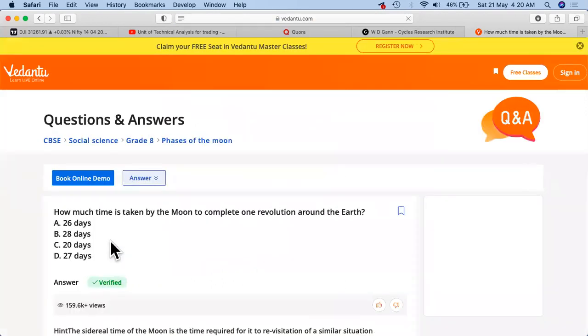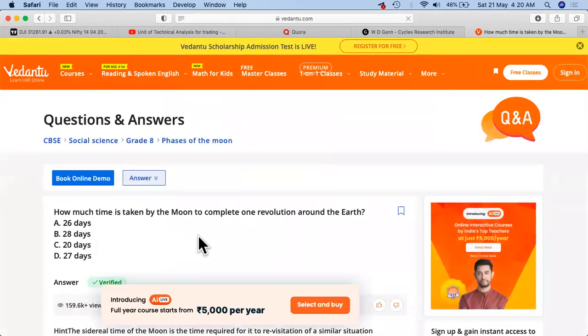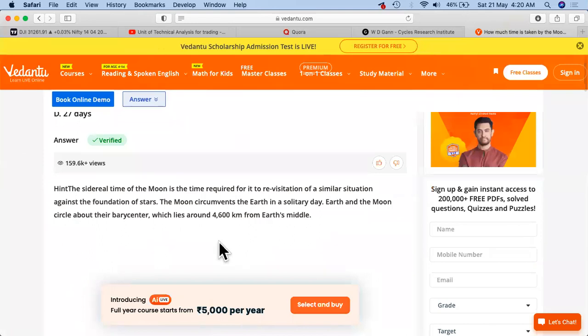This is a website which is there. Again, how much time does it take for the moon to complete one revolution around the earth? So again, same date. Hint, the sidereal time of the moon is the time required for its revisitation of a similar situation against the foundation of stars. The moon circumvents the earth in a solitary day. Earth and the moon circle about their barycenter, which lies around 4,600 kilometers from Earth's middle.